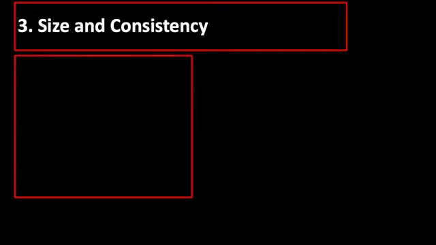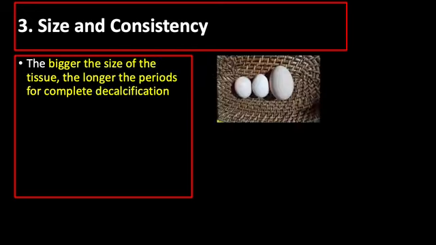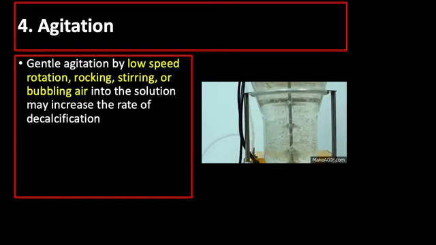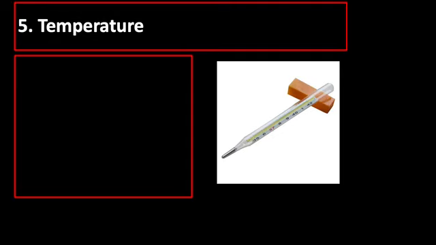And for the size and consistency, the generality is the bigger the size of the tissue, the longer the period for complete decalcification. And the more increase in consistency of tissue, the longer the period for complete decalcification. And for agitation, gentle agitation by low speed rotation, rocking, stirring, or bubbling air into the solution may increase the rate of decalcification. And lastly, temperature.